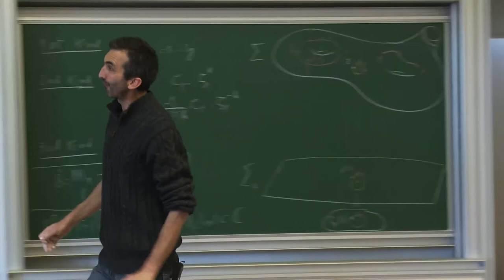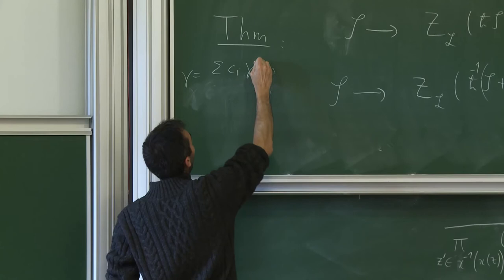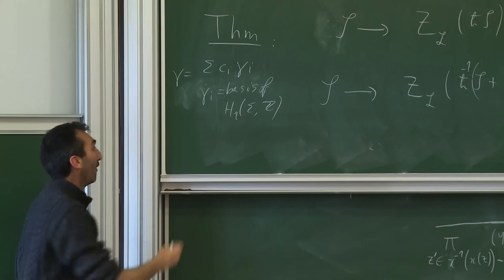The thing that I say is that if I take gamma equals sum of c_i gamma_i, where gamma_i is a basis of H1 of sigma z, so integer cycles, and c_i belongs to C and are constants.